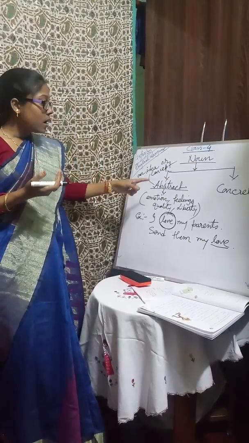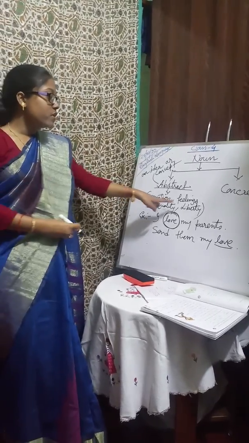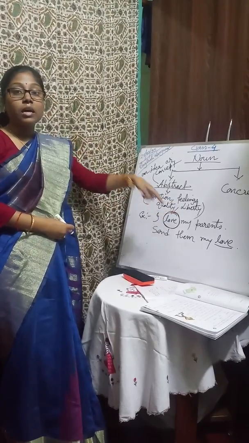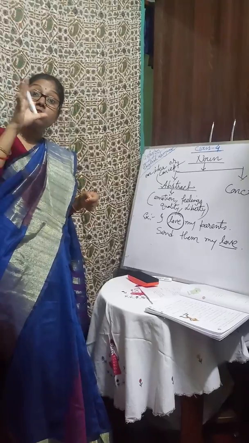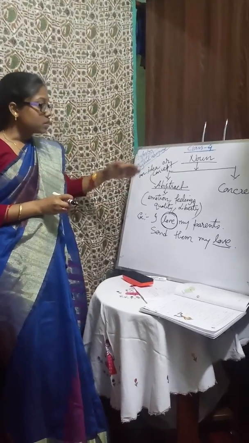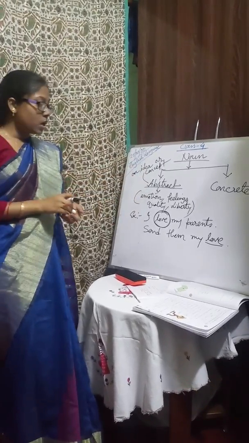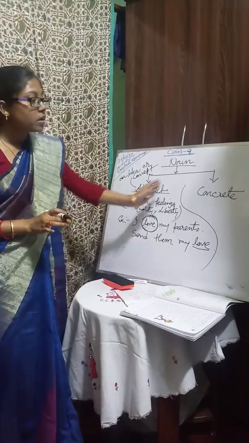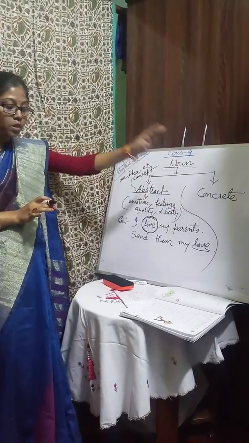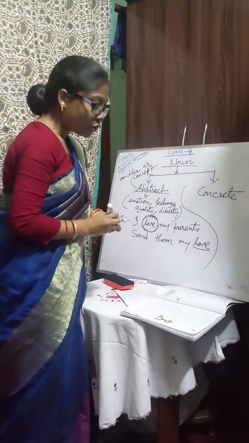Clear? Examples: emotions, feelings, quality, liberty, anger. The inner things which we cannot see and cannot even touch all come under abstract noun. Clear? So hopefully the examples and the definition are clear to you. Now we'll come to the next type. What is that? Concrete noun.